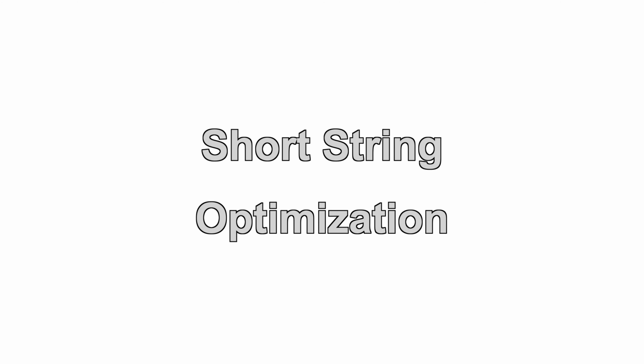In this video I will show you what is a short string optimization. So let's first recap what is a string object. Most high-level programming languages have a string type that allows to keep an arbitrary string, like hello world.